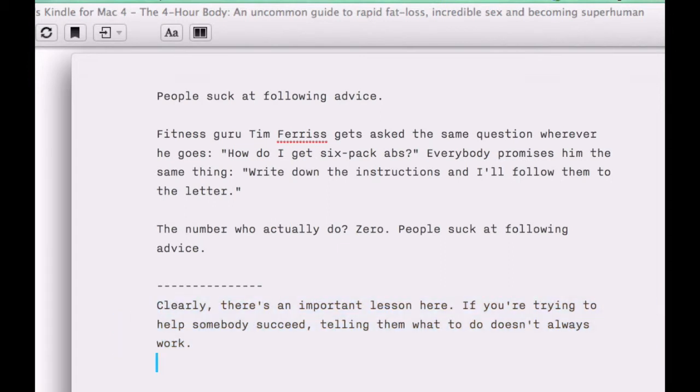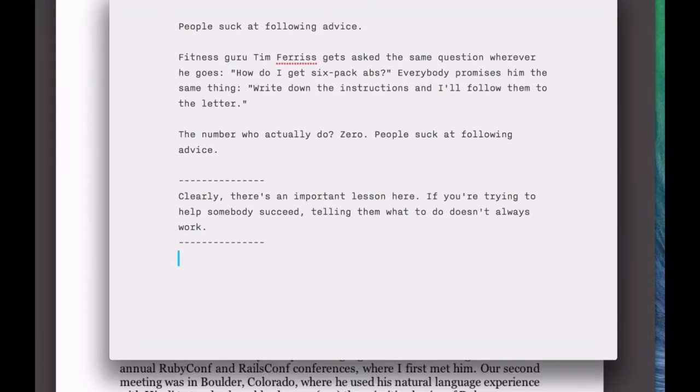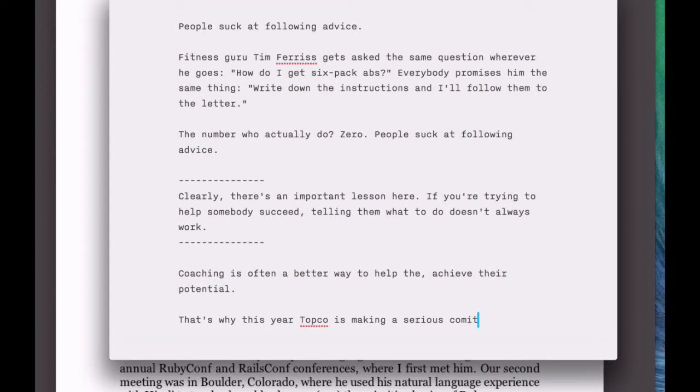Now it's time just for the point of our email, the close or the call to action. Okay, coaching is often a better way to help them achieve their potential. So this is where we're kind of doing the big reveal. This is what the email is about. It's about coaching. We're going to leave that on its own line. That's why this year Topco, that's the kind of fictional company, is making a serious commitment. Putting on my business voice now to coaching.